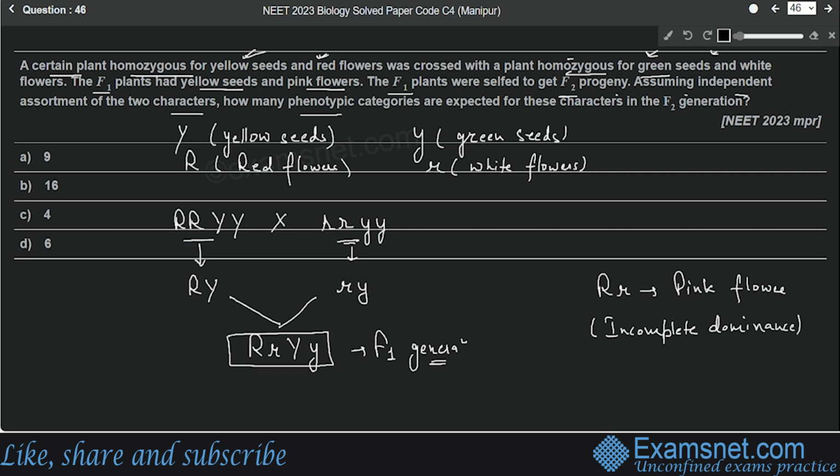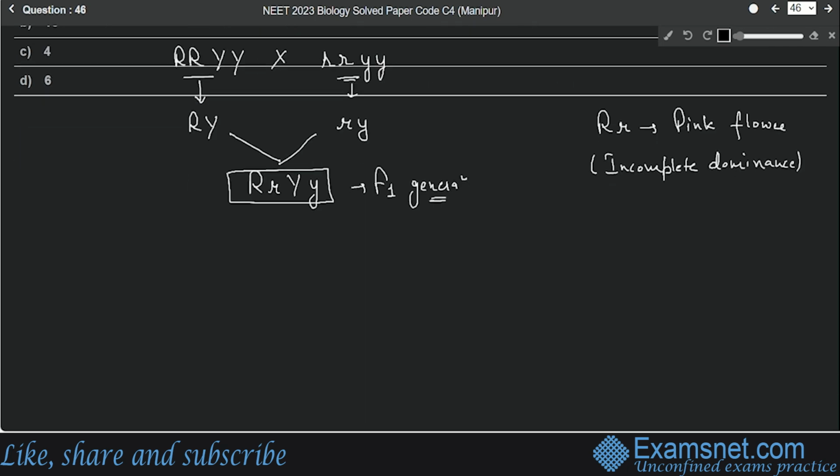Now, it is also given in the question that these F1 plants were selfed to get the F2 progeny. So let's see the cross. Here, how many types of gametes are possible? 4 types of gametes are possible. Gametes will be capital R, capital Y, then small r, capital Y, then capital R, small y, and small r, small y. These are the 4 types of gametes.